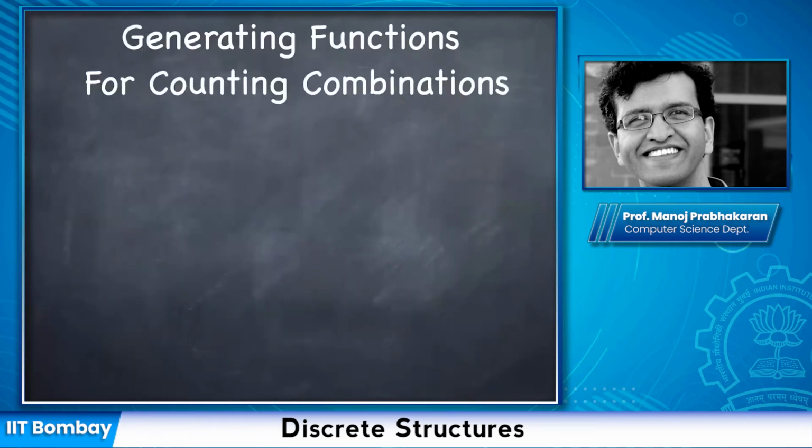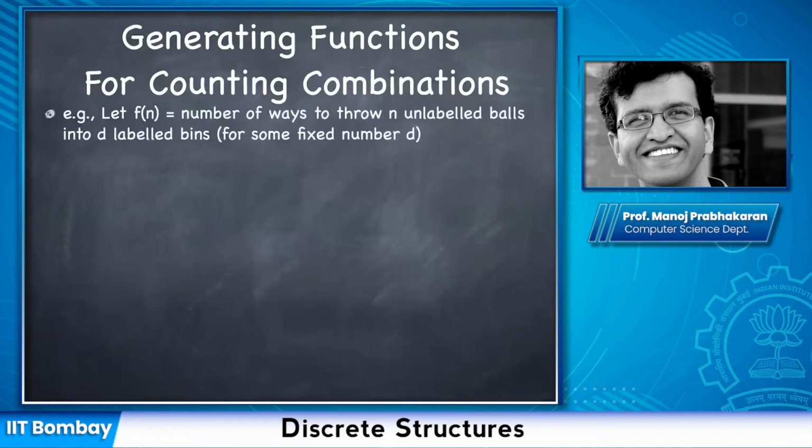Okay, let me show you another example, which again is something you have seen before. So here is a counting question that we have asked before. How many ways can you throw n unlabeled balls into d labeled bins? Here I'm going to think of n as a variable. So I'm defining this function. This is a function of n, the number of ways you can throw n unlabeled balls into some fixed number of bins. Okay, so it's just a function of one variable.